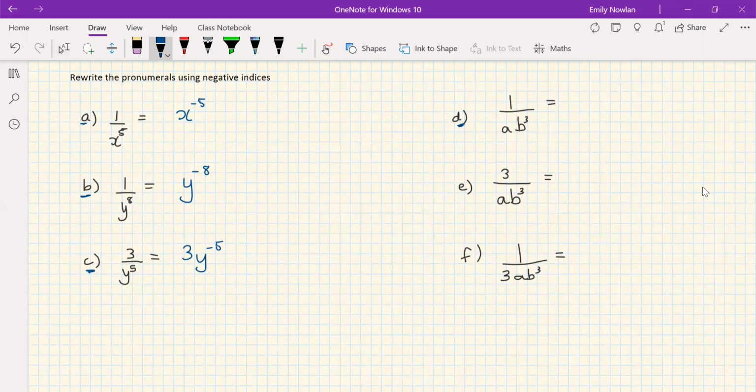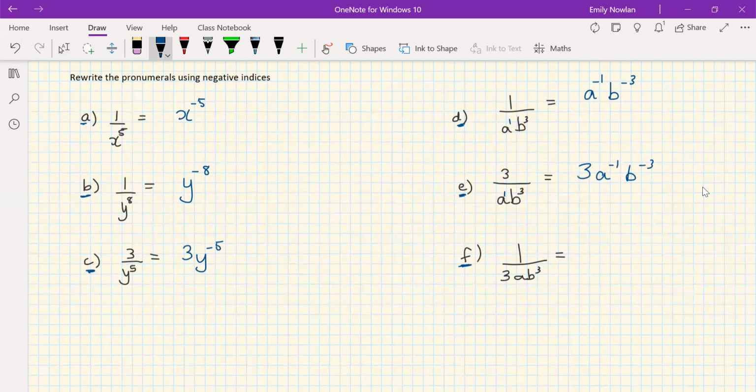Over to question D. Both these things are on the bottom. Now, what's that power here of the A? Don't write it, but it's a 1 there. So when I bring it up to the top, A becomes to the -1 and B is to the -3. And now for E, slightly different again, but this time there's a 3 on the top. So the 3 stays there on the top. This A does have a power of 1, just like it did in D. When I bring it up to the top, it becomes a -1 and the B becomes a -3.